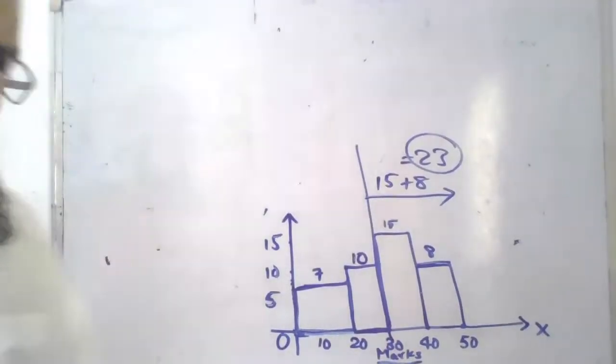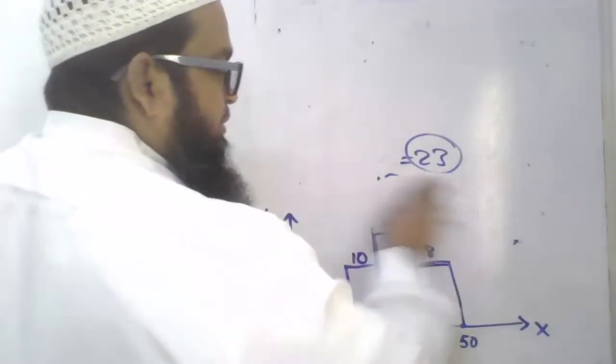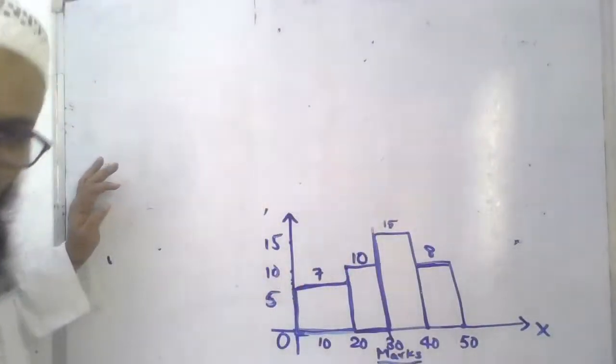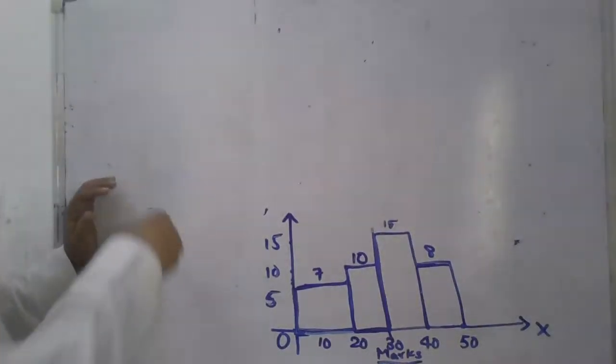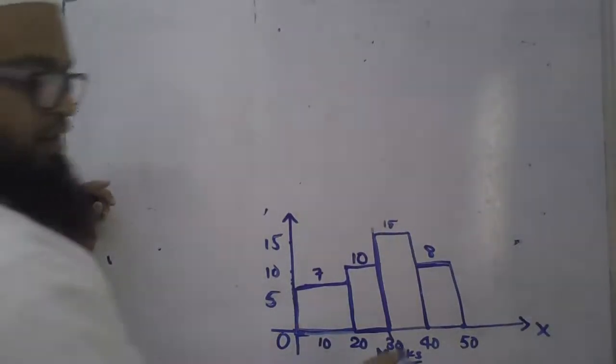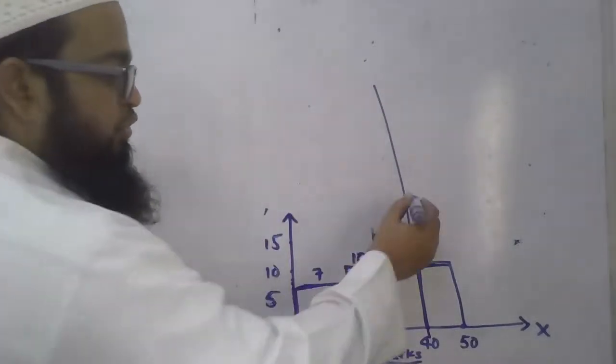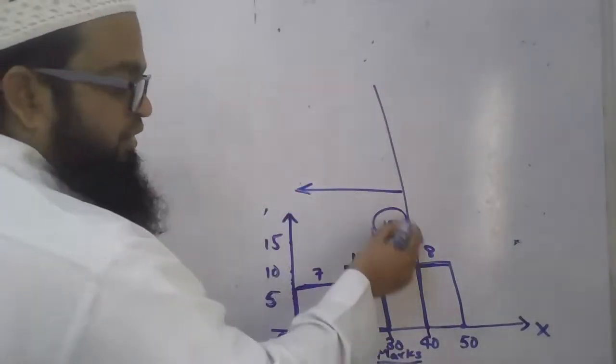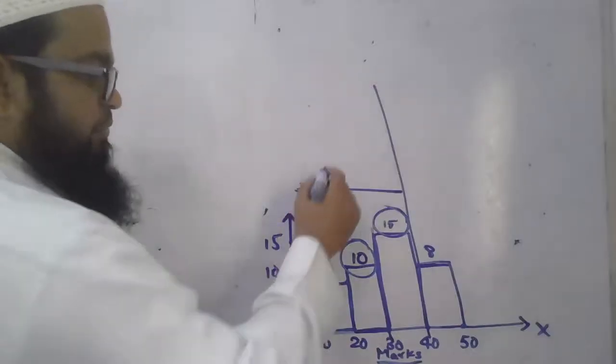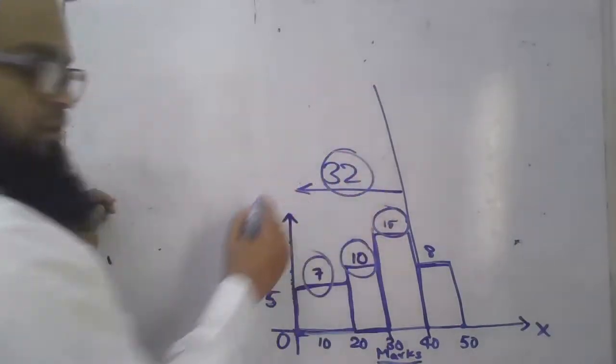Less than 40. So the same concept, beta. Now listen. Since it will be given in the question paper, you can draw where 40 is. This is 40, and less means you have to move to the left hand side. What are all? 15 plus 10, 25, 25 plus 7, 32. So 32 students.